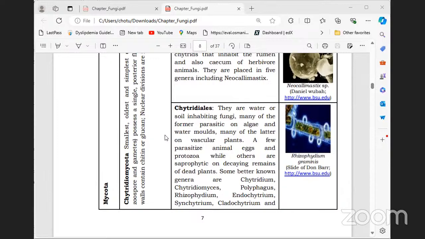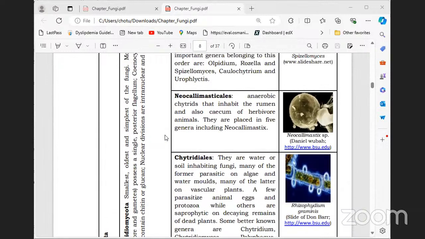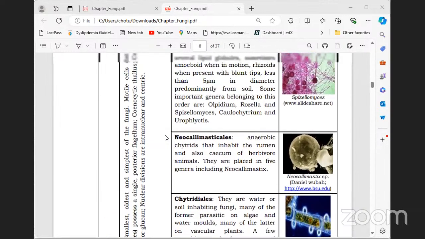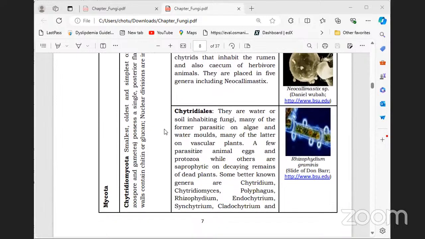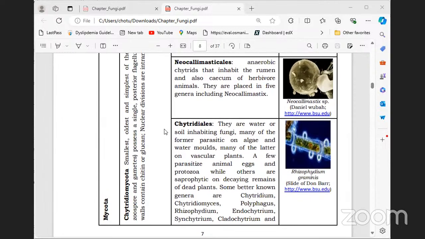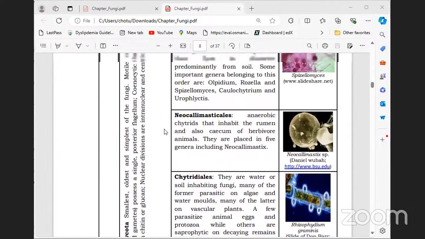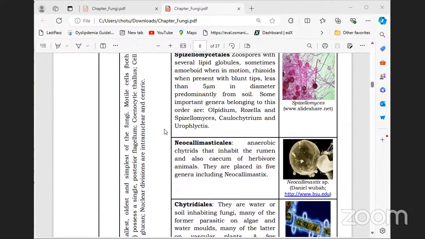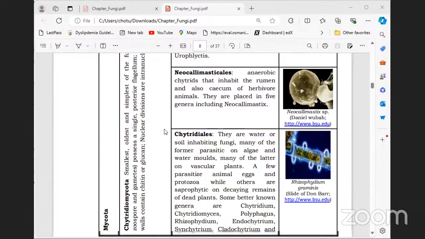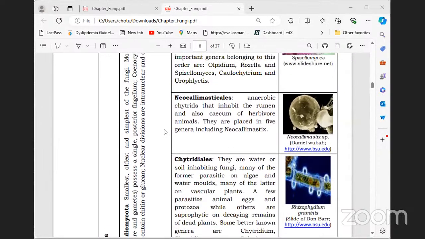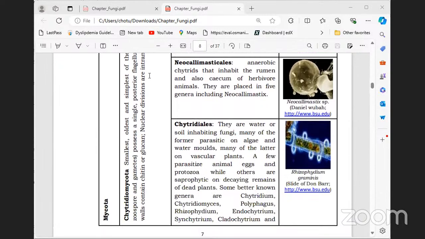Here, Chytridiomycetes are the smallest, oldest, simplest fungi. Motile cells are present, meaning flagella are present. You can observe flagellated zoospores and gametes, a single posterior flagellum, and a coenocytic thallus. The cell wall contains chitin and glucan, and nuclear division is intranuclear and centric. These characteristics are of the Eumycota.